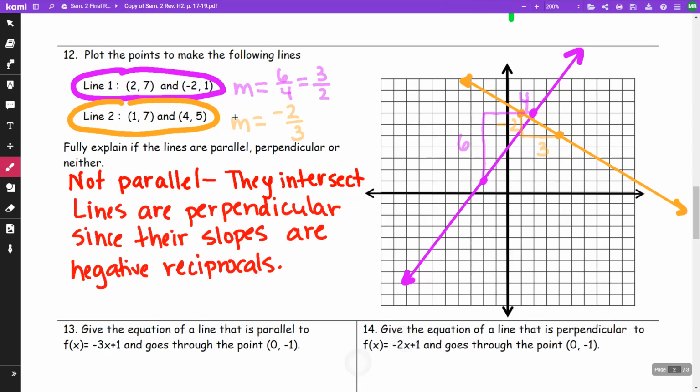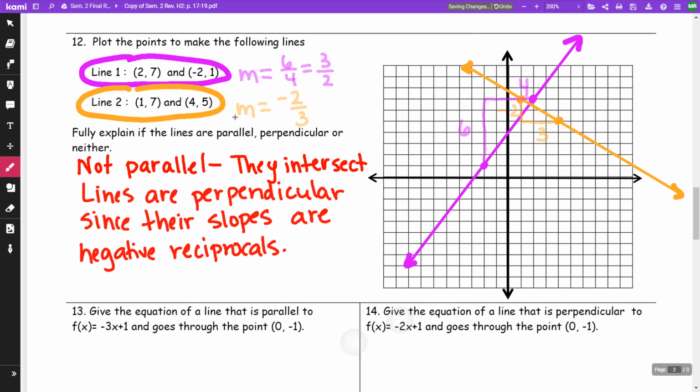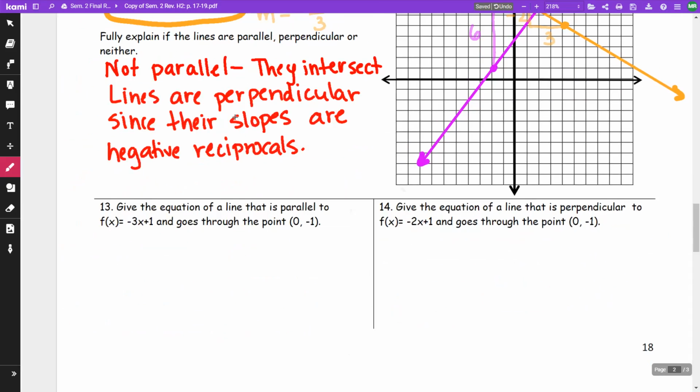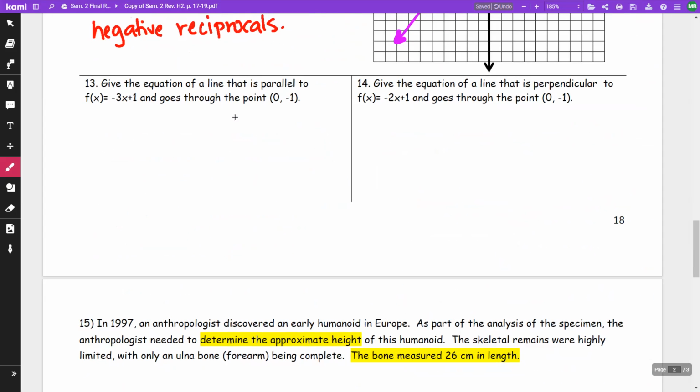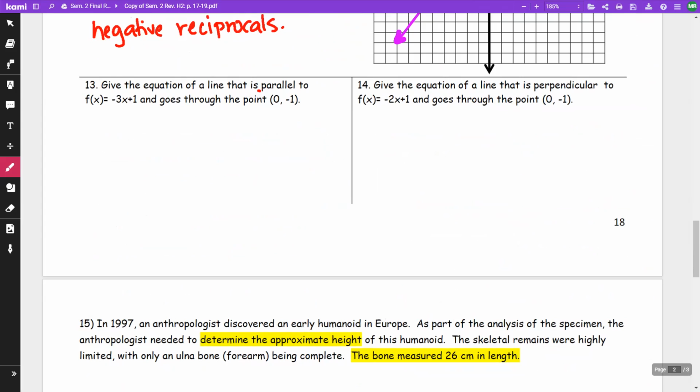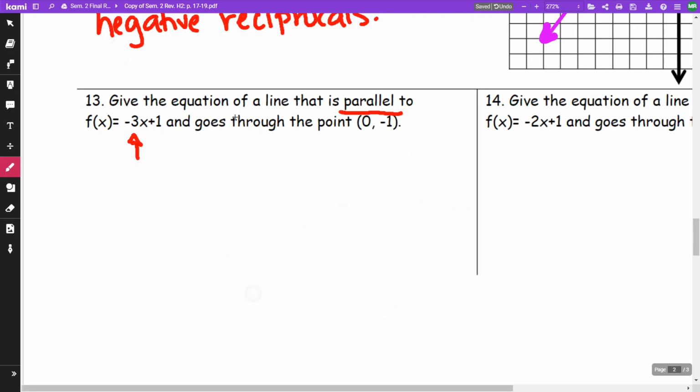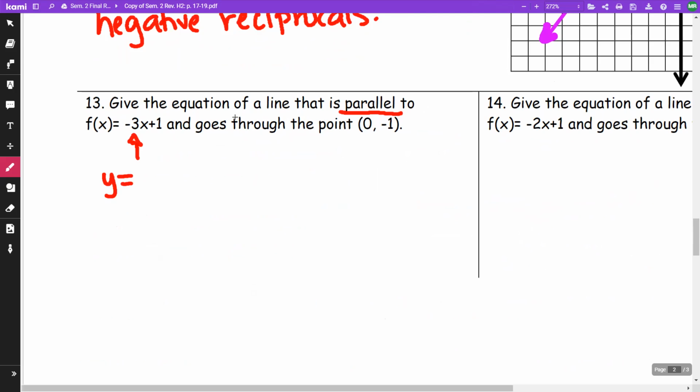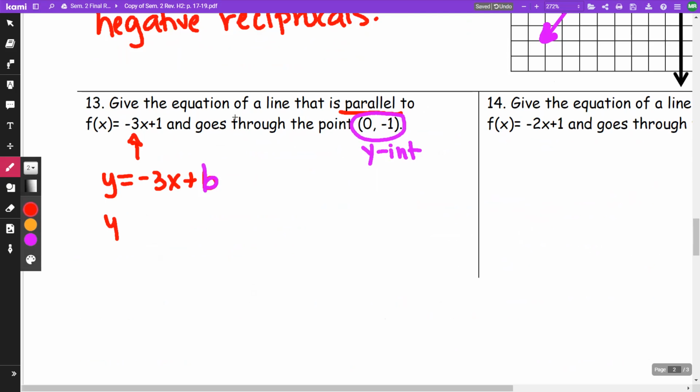Okay. On 13 and 14, they want us to write the equation of the lines. Now they want it to be parallel for the first one. So since it's parallel, they're going to have the same slope. So since that slope is a -3, my new line is going to be y equal -3x plus b. We need to find the y-intercept. Now, this point happens to be the y-intercept. So that's going to go in place of this b. So I know my equation is going to be y equal negative 3x minus 1.